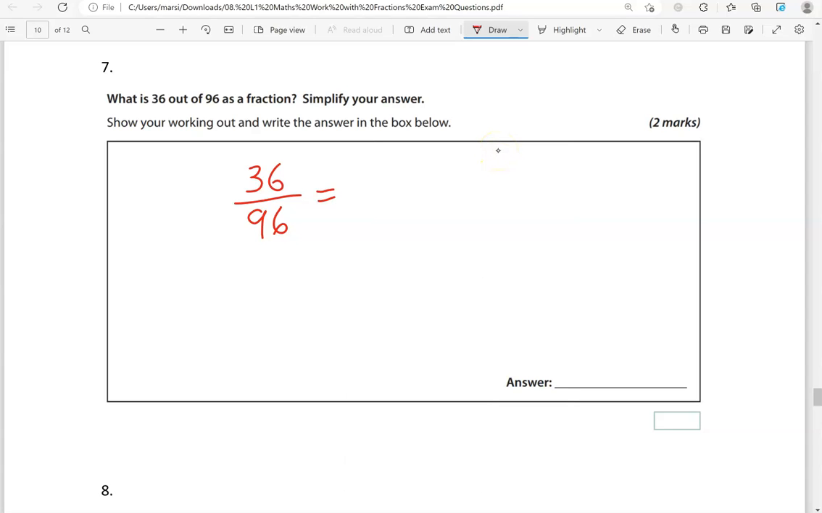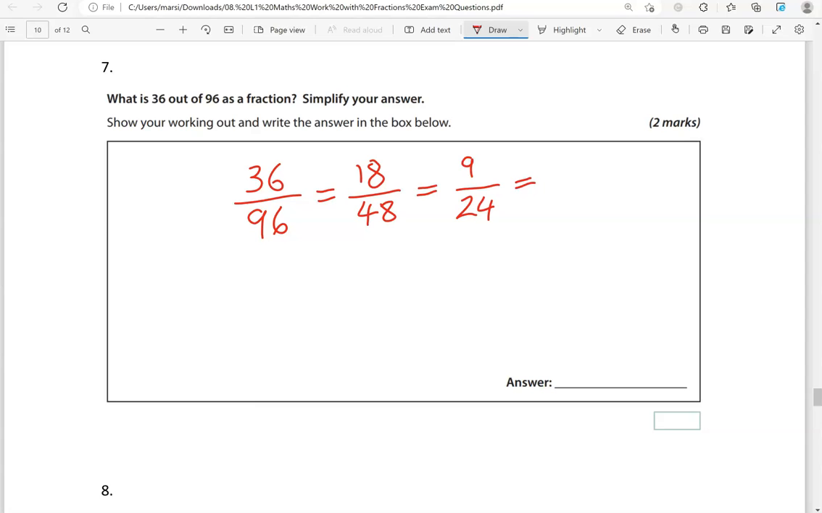Hopefully you're comfortable doing that without a calculator, but if you need to, you can use a calculator. And then 96 divided by 2, that is 48. Again, use your calculator if you need to. 18 divided by 2 gives us 9. 48 divided by 2 gives us 24.